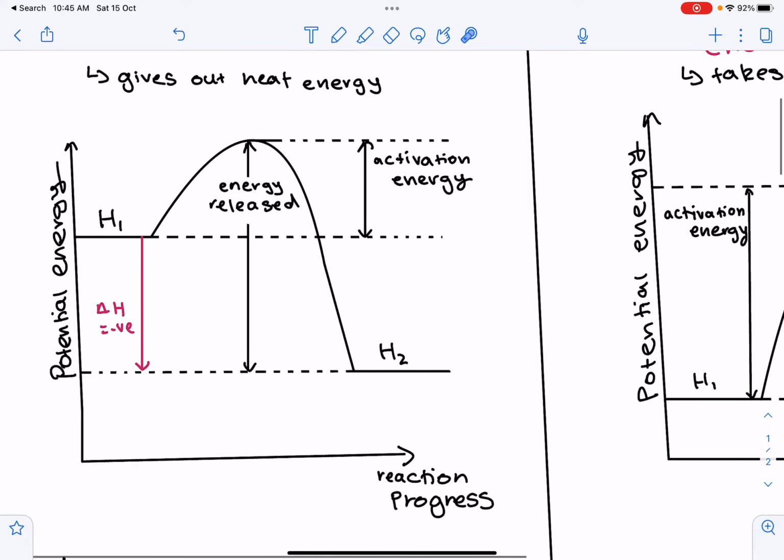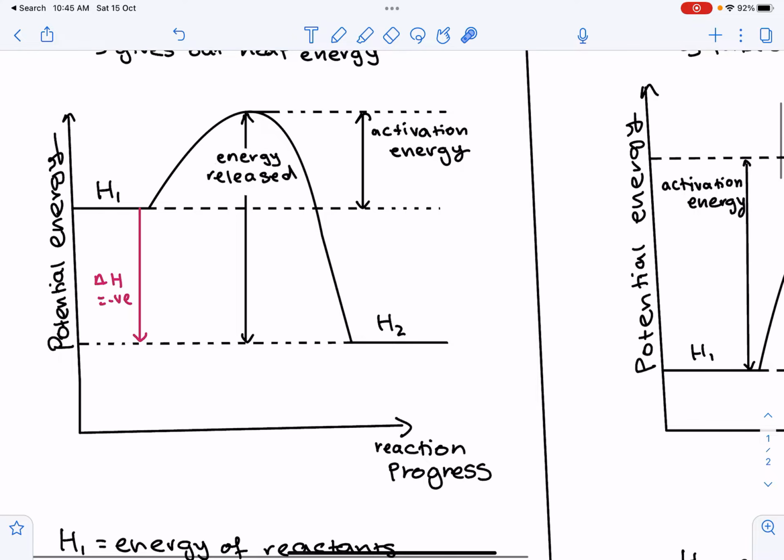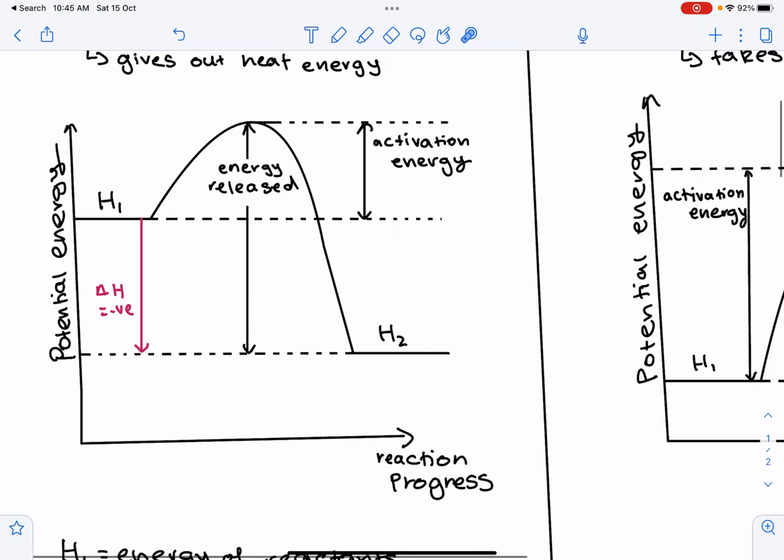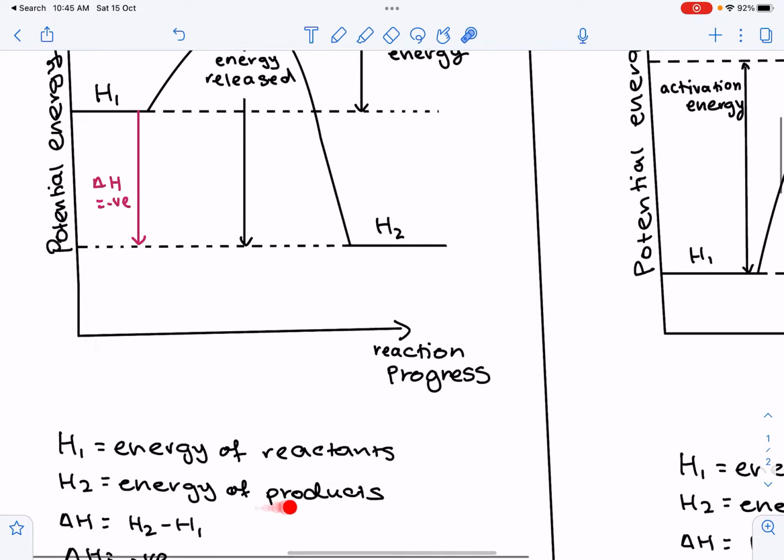So let's look at the graph here, which is really important that you know. On the x-axis we have the reaction progress, and on the y-axis we have potential energy. So this shows our heat energy. We start with H1, and H1 is the energy of the reactants. The energy increases a little bit until it reaches a maximum point, and then it decreases down to H2, which is the energy of the products.